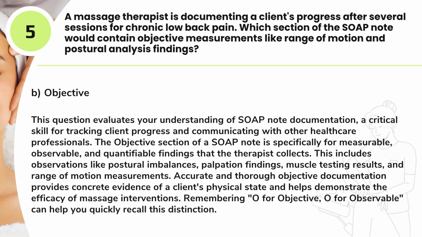The objective section of a SOAP note is specifically for measurable, observable, and quantifiable findings that the therapist collects. This includes observations like postural imbalances, palpation findings, muscle testing results, and range of motion measurements. Accurate and thorough objective documentation provides concrete evidence of a client's physical state and helps demonstrate the efficacy of massage interventions. Remembering O for objective, O for observable can help you quickly recall this distinction.